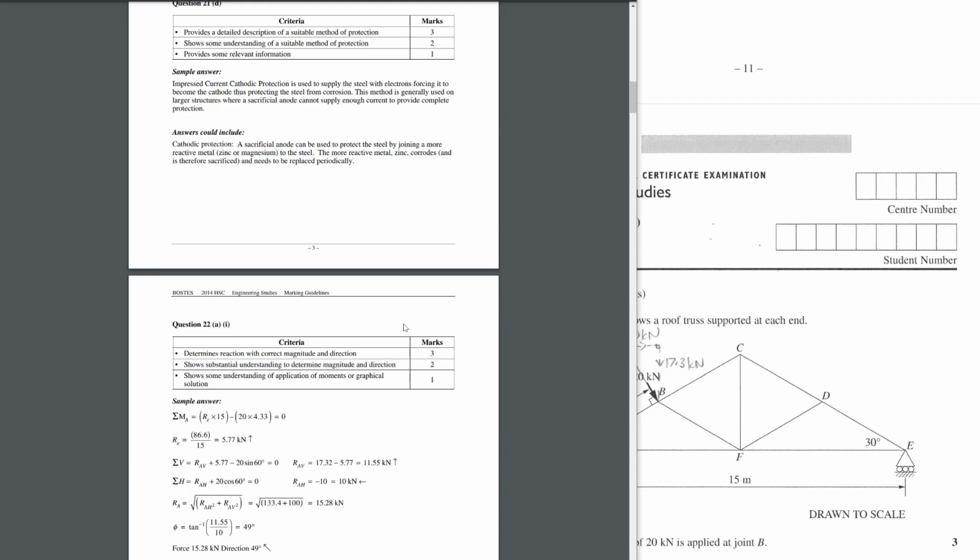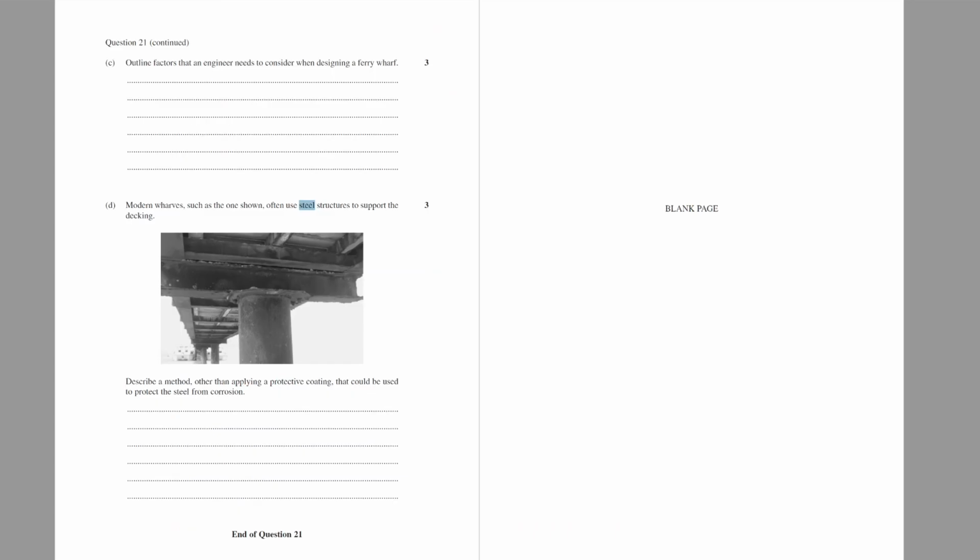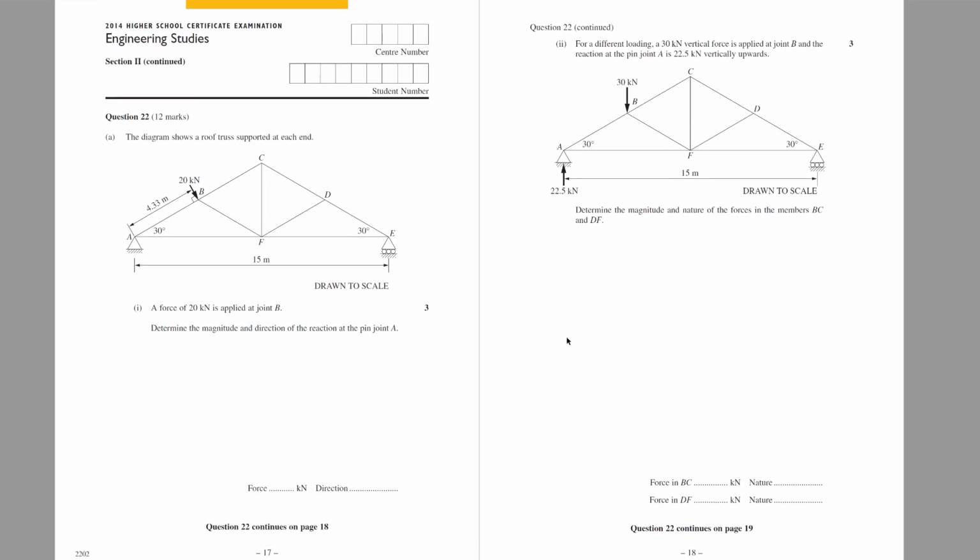They don't specify here stainless steel. I don't know. I make the argument I think that stainless steel should be acceptable, but yeah. Okay, so let's move on.